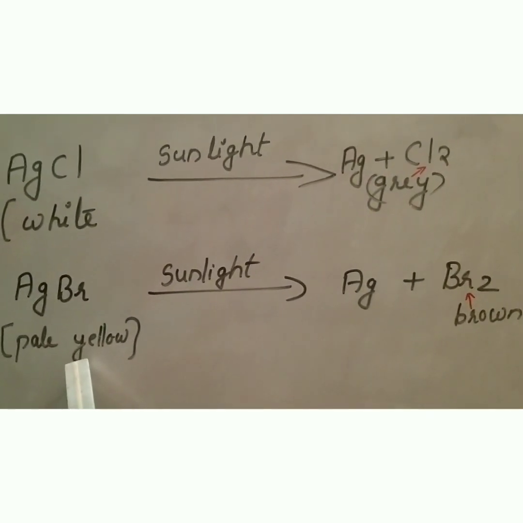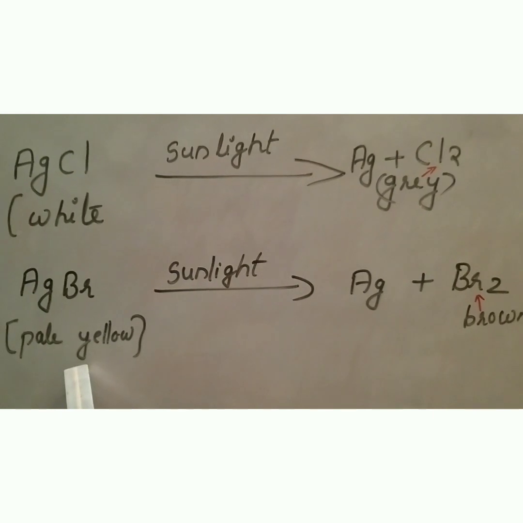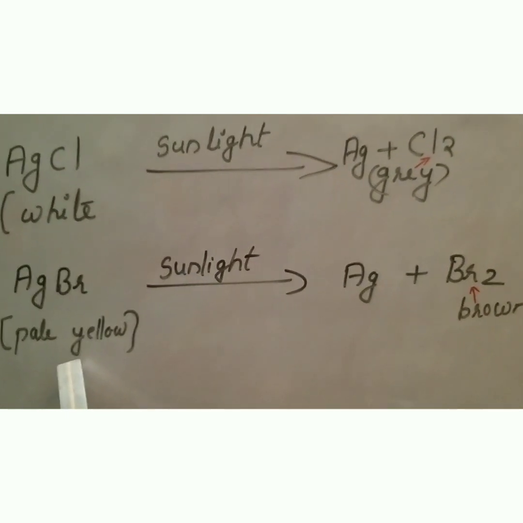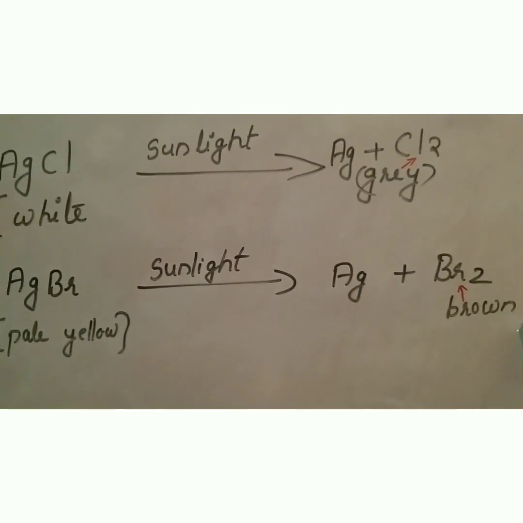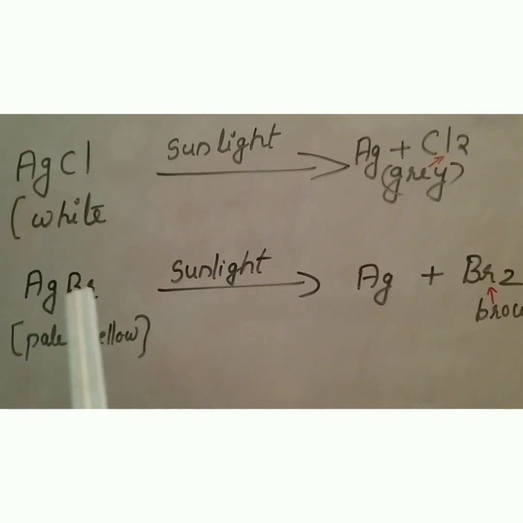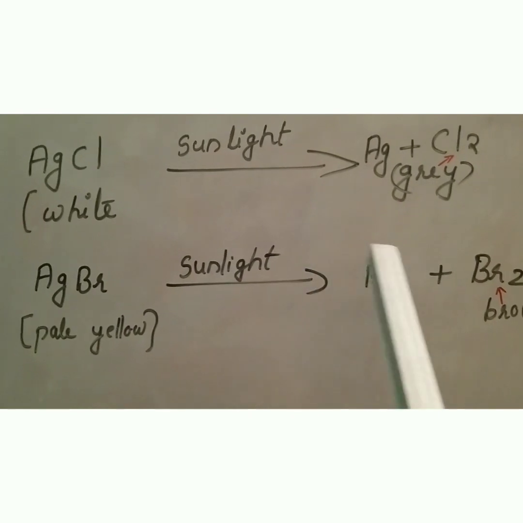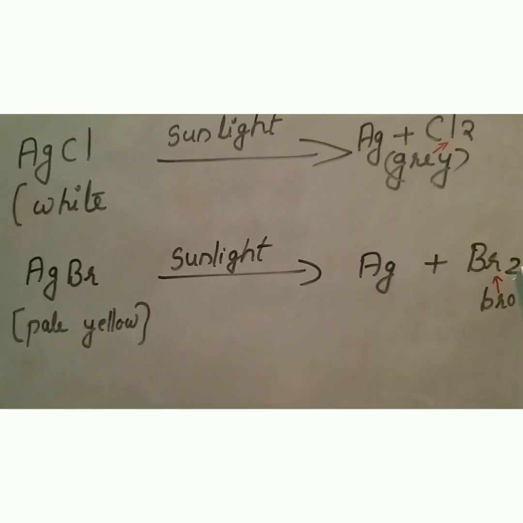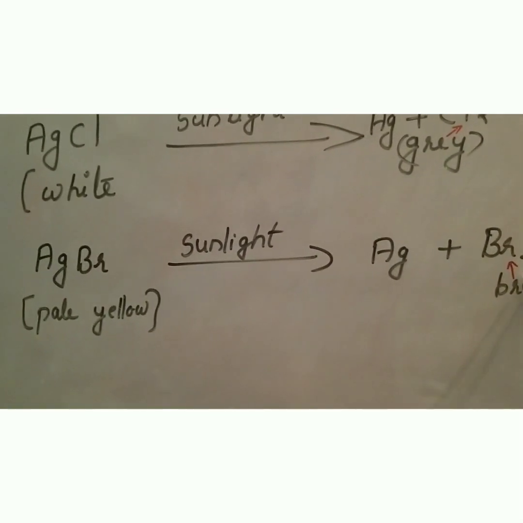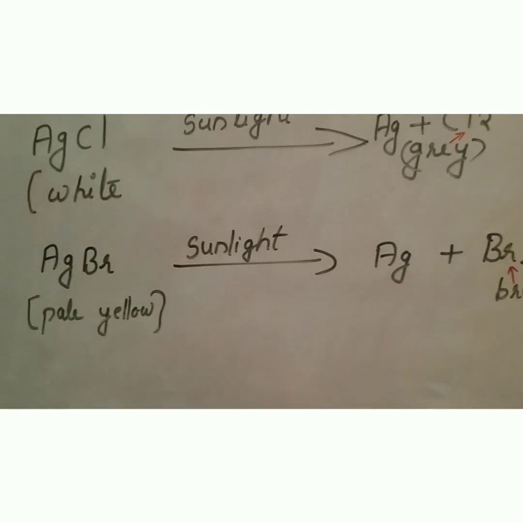The color of silver bromide is pale yellow. After some time, we can observe that the pale yellow color changes to brown. Silver bromide absorbs light energy from sunlight. Then it decomposes to form silver and bromine. Formation of bromine shows this brown color.